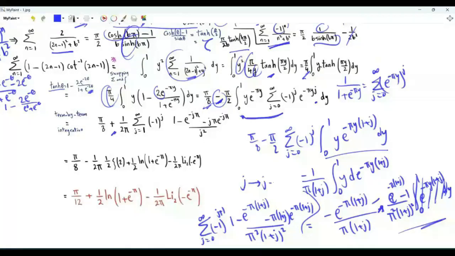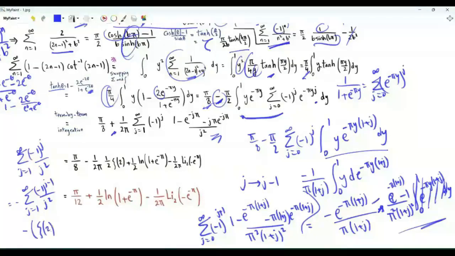Then we can replace j by j minus 1. Every j plus 1 here will become j, and the sum now starts from 1 rather than from 0. Summation j from 1 to infinity minus 1 to the j over j squared is equal to minus summation j from 1 to infinity minus 1 to the j minus 1 over j squared. This sum is zeta of 2 minus 2 times 1/4 of zeta of 2. Zeta of 2 is pi squared over 6. These two terms give pi over 12.